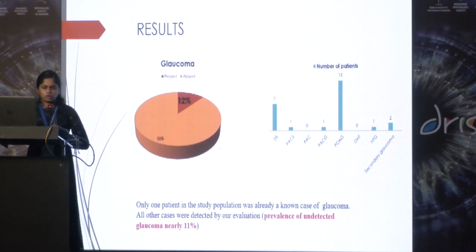About the prevalence of glaucoma, 16 individuals, that is 12% of the study population, had glaucoma in one form or the other, and primary open angle glaucoma was the most common form. Only one patient was already a known case of glaucoma, and all other cases were detected by our evaluation. That is, the prevalence of undetected glaucoma was nearly 11%, which is really alarming.